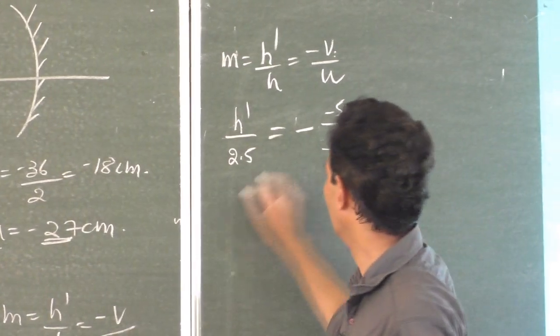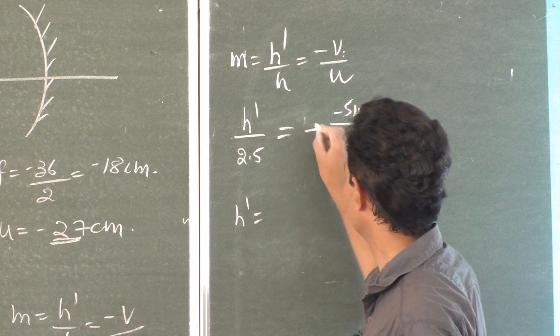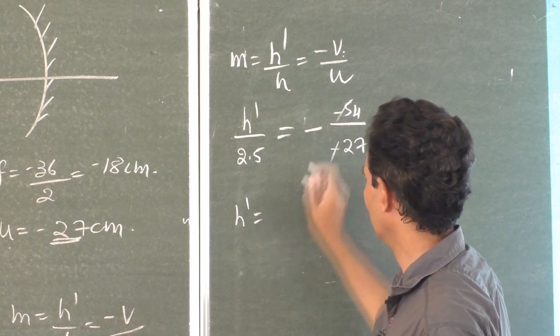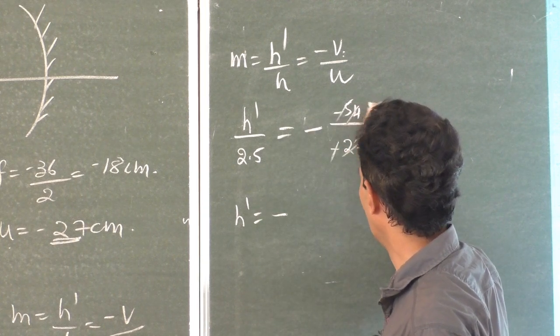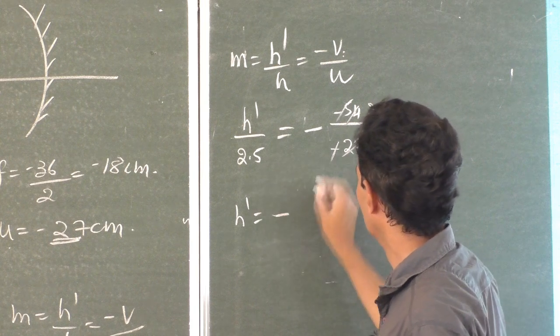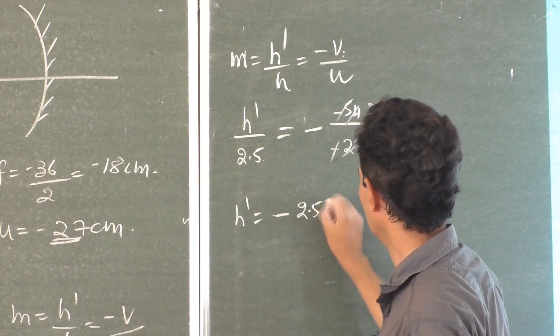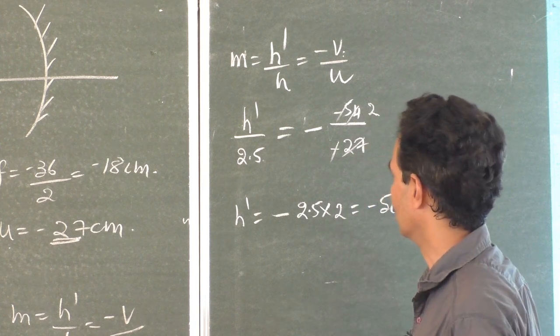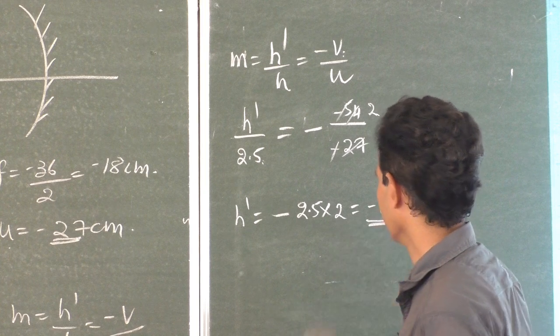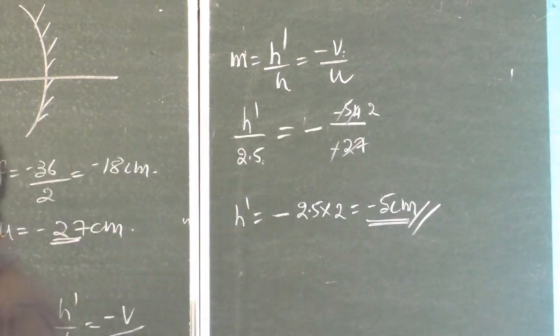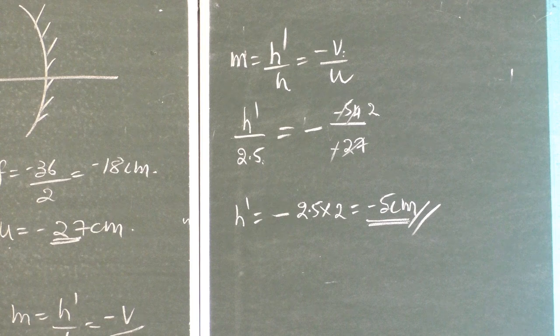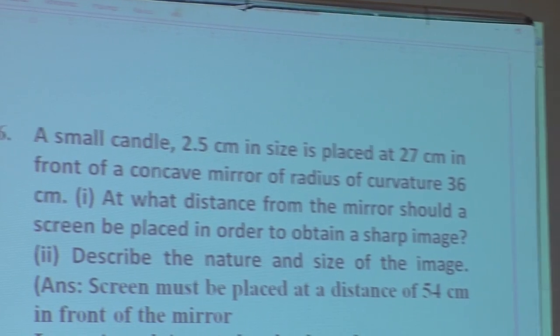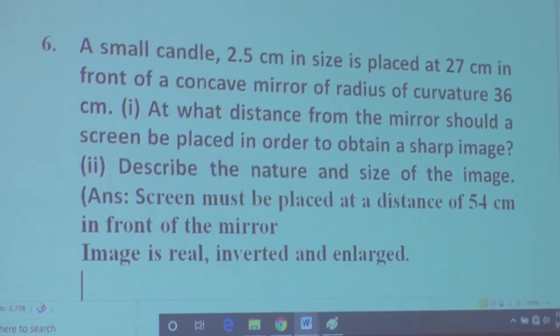So what is h dash equal to? This minus will get cancelled, this minus will remain minus, and this is 2s are minus 2.5 into 2, that is minus 5 centimeters. So it should be larger than the object. Object height is 2.5, this is double. So a larger image, inverted, real is formed. We have the answer. Image is real, enlarged and inverted, formed of height 5 centimeters. But 5 centimeters is not written in the answer.